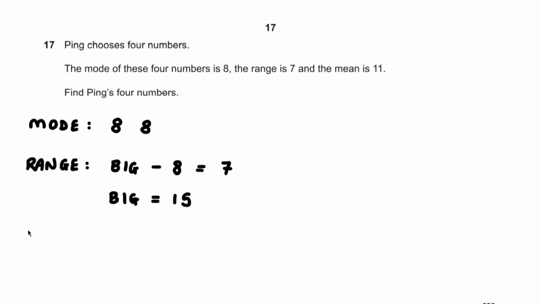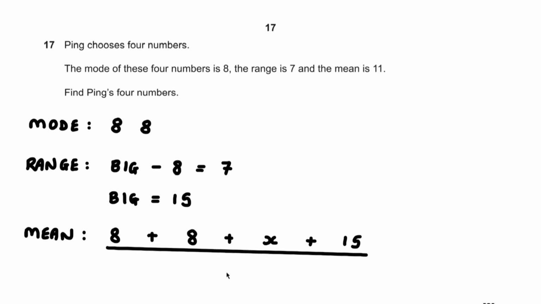So to work out the mean, I need to add all my numbers together and divide by how many numbers there are. So I've got 8 plus 8 plus x plus 15. x is my other number, and if I divide all this by 4, I get 11.